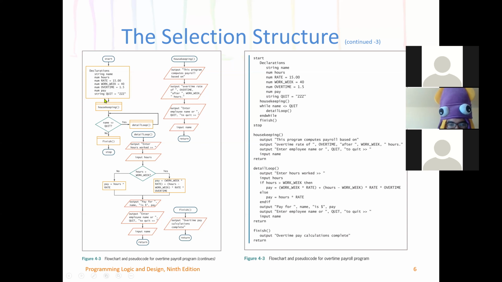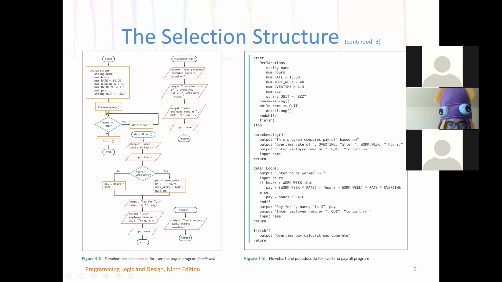And also we have a variable named pay. This is where we are going to store the employee's pay. Then we have a variable named quit. We initialize it to 222. If we enter that value, then we are going to quit the program. So those are all the variables we need, all the variable declarations.